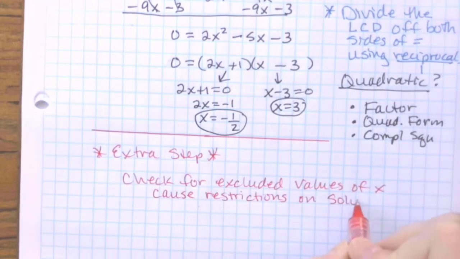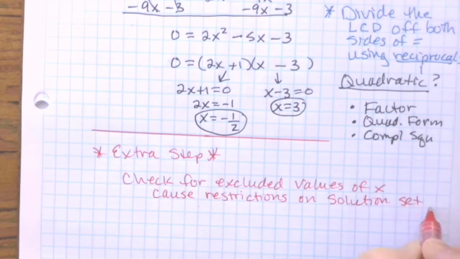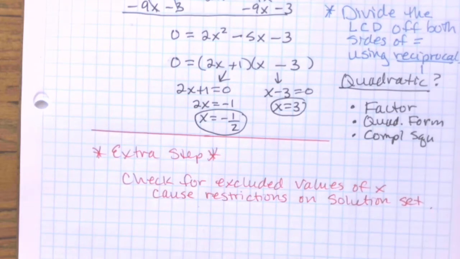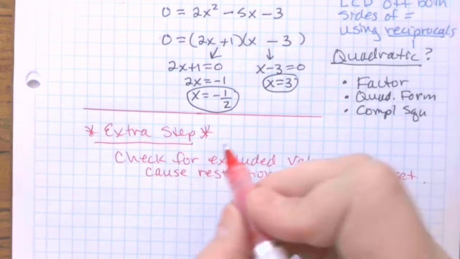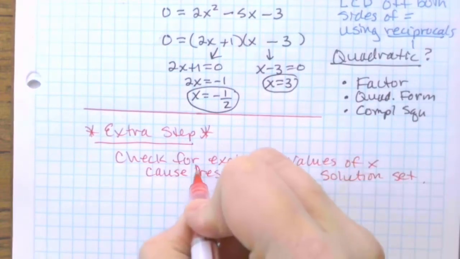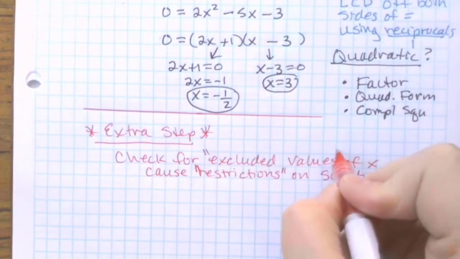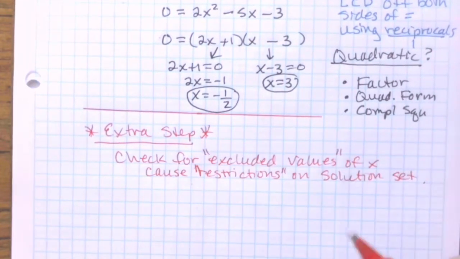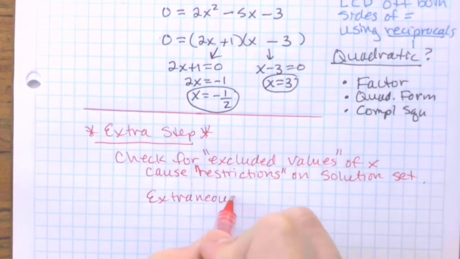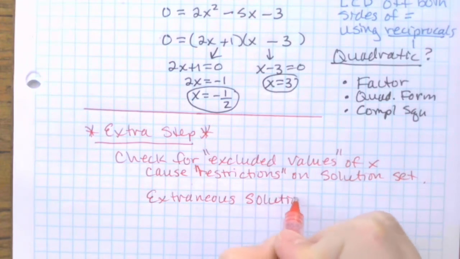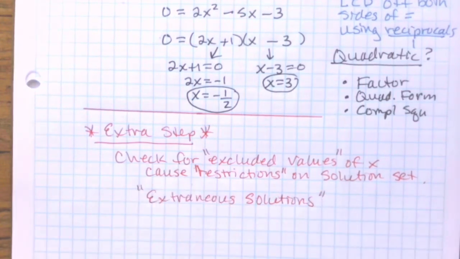on the solution set. So in other words, there are some values of x that you're going to get through solving that are actually not values of x. They are restricted values. You can say restricted on the domain. You can say excluded values. Because they're excluded, because they're restrictions, we call them extraneous solutions. That's the big catch-all for everything.